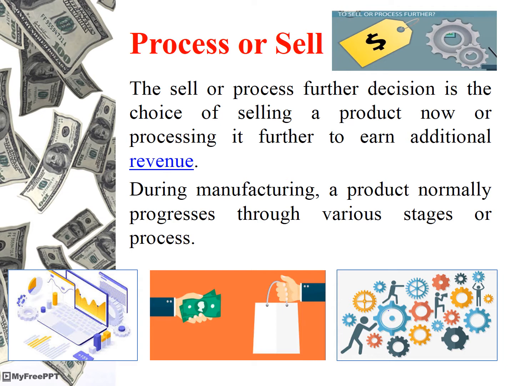Differential analysis can be used to decide whether to sell a product at an intermediate stage or to process it further. In doing so, the differential revenues and costs from further processing are compared. The cost of producing the intermediate product does not change, regardless of whether the intermediate product is sold or processed further.